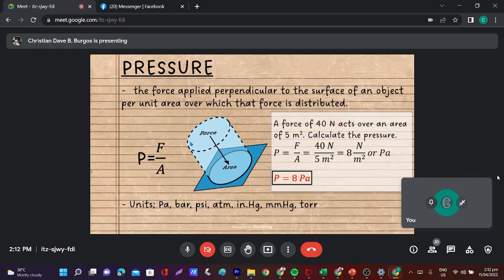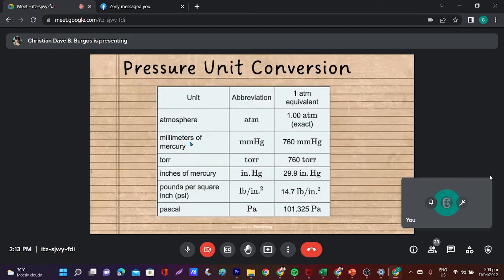A force of 40 Newton acts over an area of 5 square meter. Calculate the pressure. So the formula is P equals F over A. Then substitute the given values. 40 Newton over 5 square meter is equals to 8 Newton per square meter or simply 8 Pascal. So next, the pressure unit conversion.